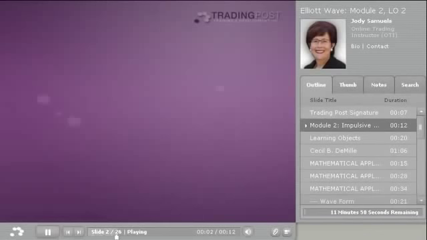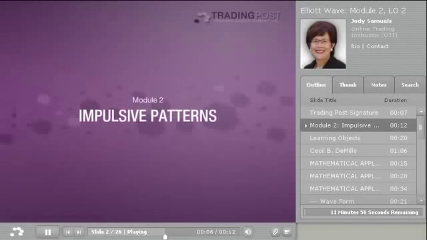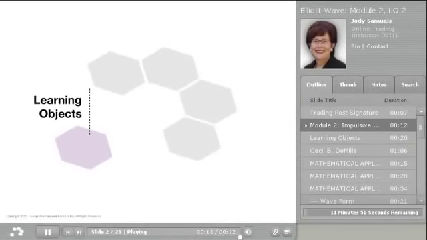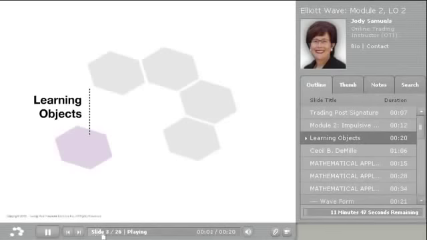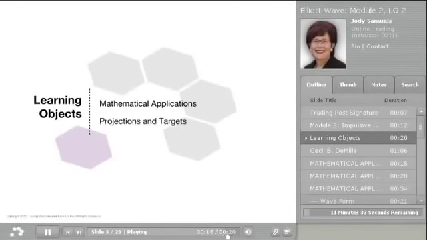Welcome to the continuation of Module 2 of the Elliott Wave vertical. This module is about impulsive patterns. In the previous learning object, we learned about impulsive wave structure, impulse and diagonal wave characteristics, and rules and guidelines of impulsive waves. In this learning object, we will learn about mathematical applications and projections and targets.